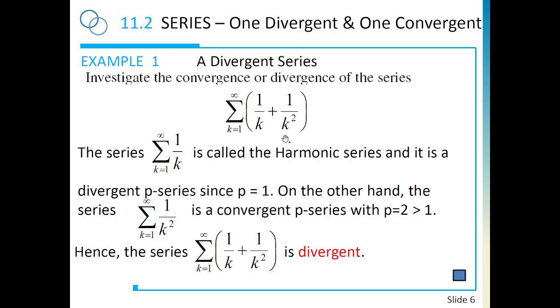Here are some quick, simple examples. Suppose we want to see if this series is convergent or divergent. I have 1 over k plus 1 over k squared. The series 1 over k, we saw, is the harmonic series. It's also a p series with p equal 1, and we know in that case the series is divergent. On the other hand, the series 1 over k squared is a p series with p equal 2, and that's a convergent series. So we have one series that is divergent and the other one that is convergent. If we add their arguments, we get a divergent series by our theorem.